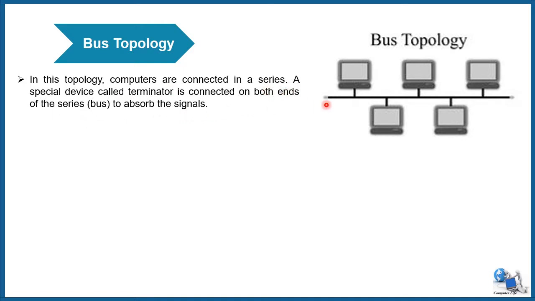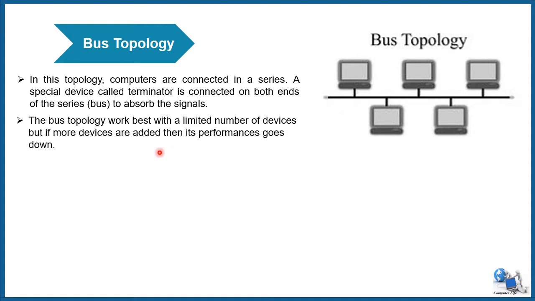Here in the diagram you can see that on both ends there is a lighter shade which shows that a terminator is attached, and these terminators catch the signals due to which all the computer systems can work smoothly. The bus topology works best with a limited number of devices, but if more devices are added then its performance goes down, because when we add a new system it increases the time period, because one system has to wait until the other system completes its task.